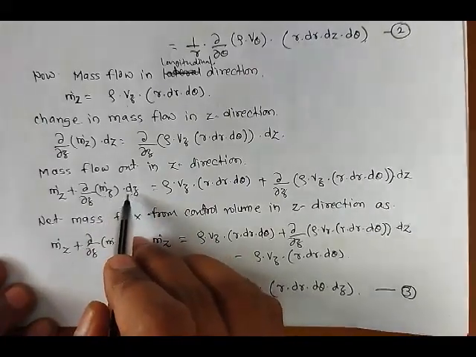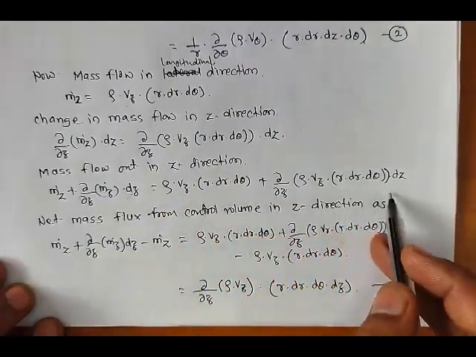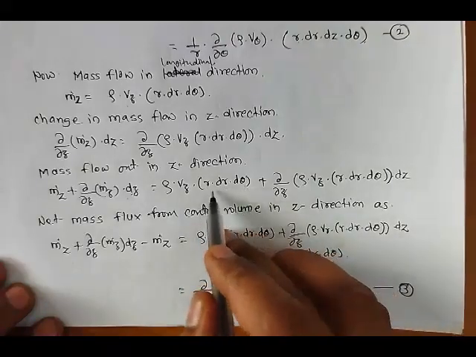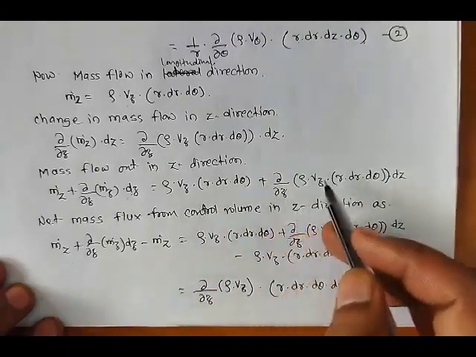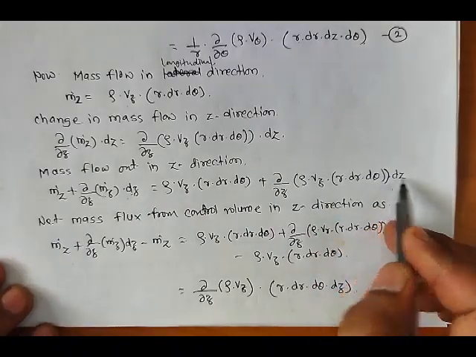Okay, again in this equation we substitute the values from the above two equations. We have ρ v_z multiplied with r dr dθ, plus ∂/∂z of (ρ v_z) r dr dθ multiplied with dz.